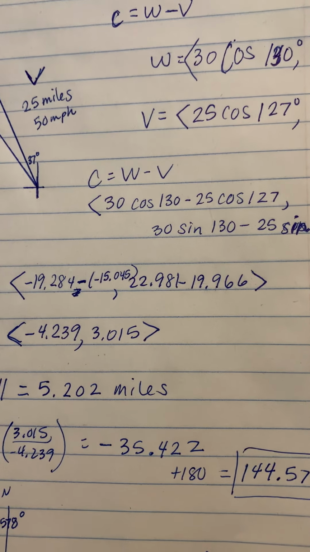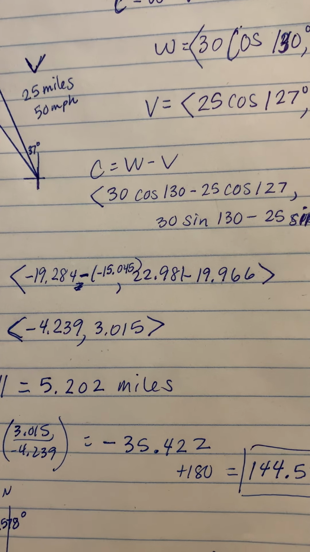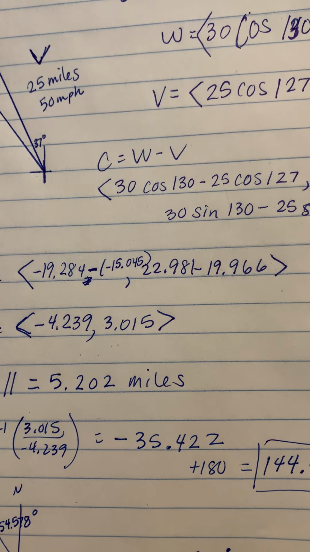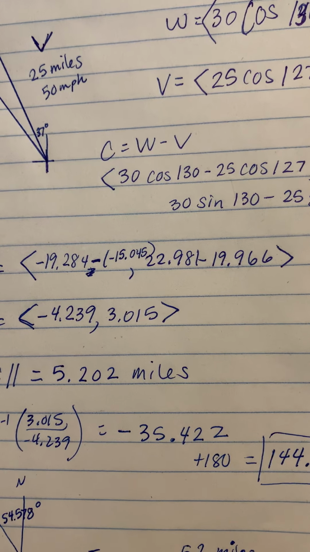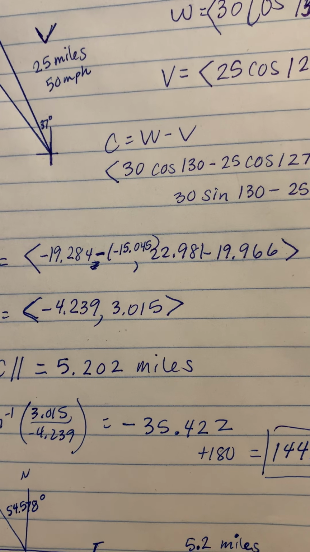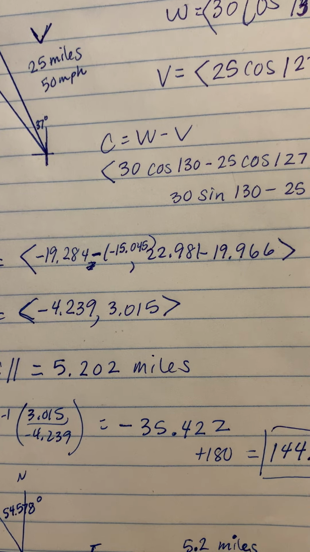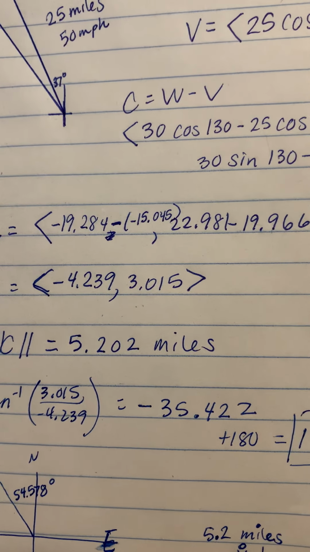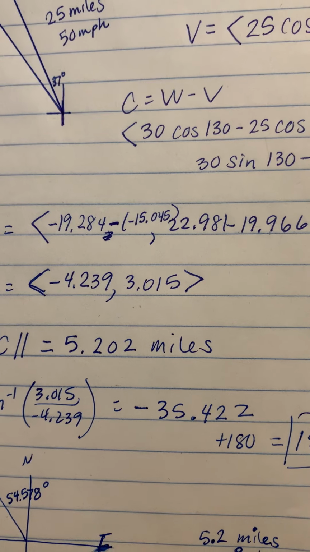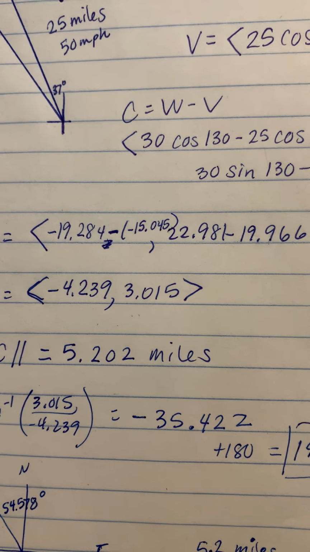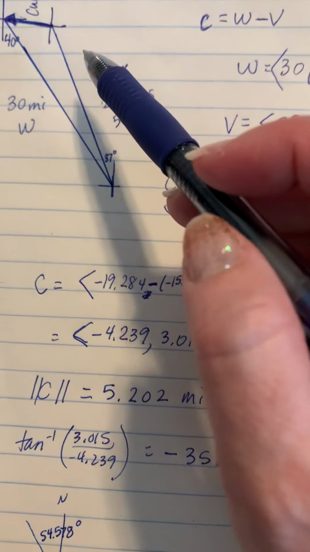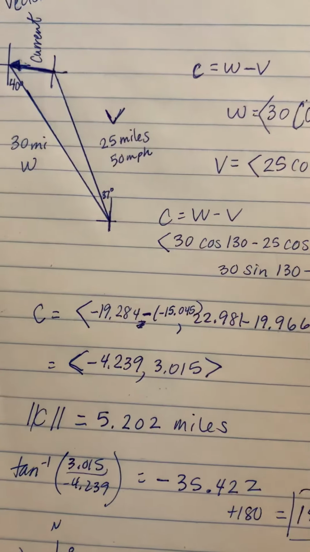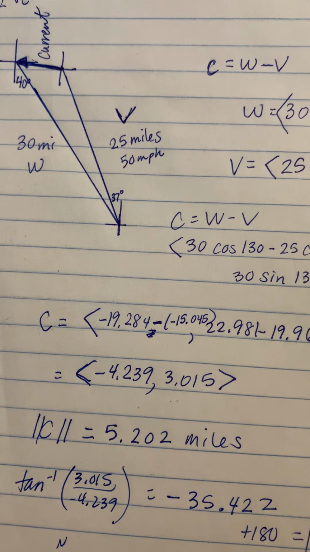I calculated those to three decimal places, even though my final answer is going to be one decimal place, so that I can account for rounding error. Then I subtracted those numbers and got an x-coordinate of negative 4.239 and positive 3.015, which goes along with my picture being to the left and up, even though it's not quite drawn to that same scale.